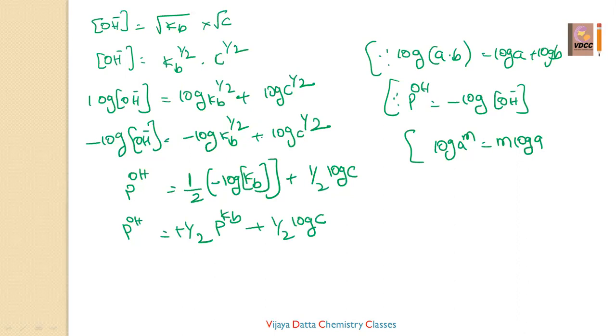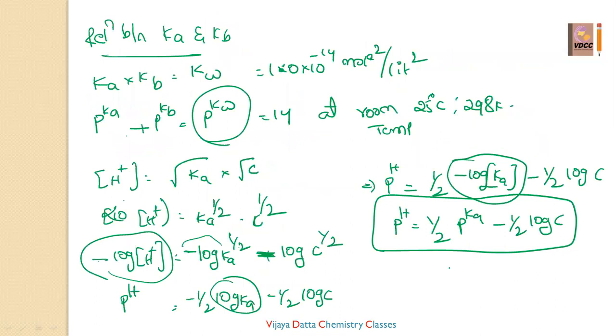I have to multiply, right? So here also negative. Then the formula for pOH is nothing but half pKb minus half log C. You understand one thing? This is equation 2 if you consider. This is equation 1 if you consider.